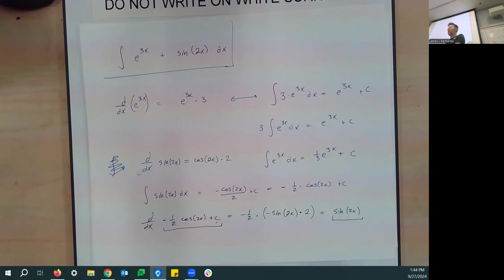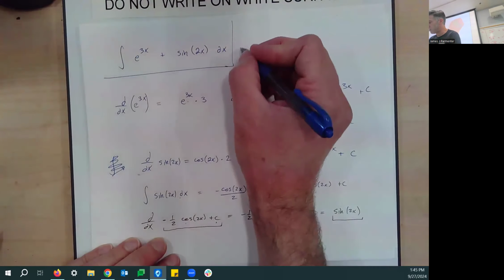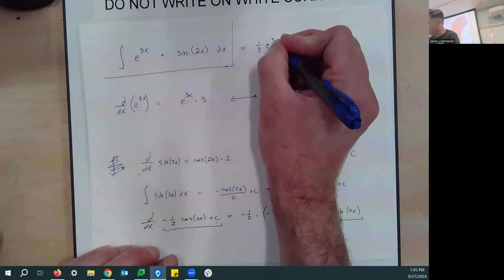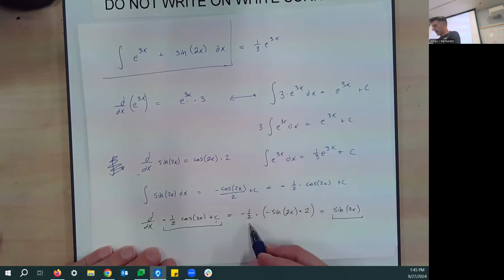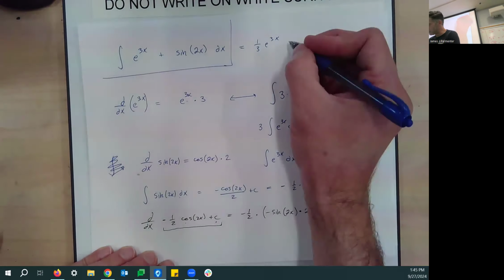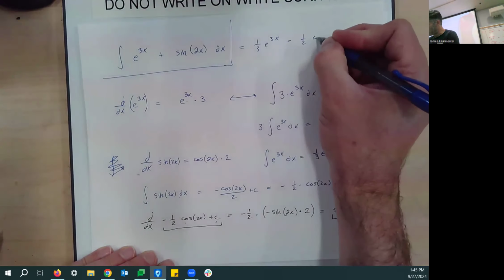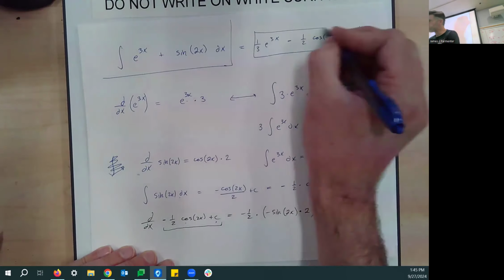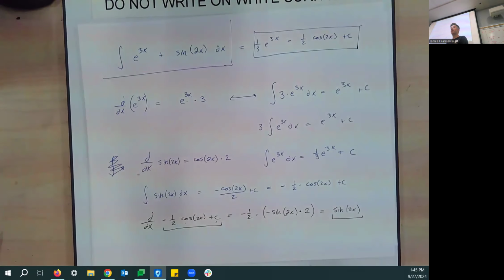Always. If the derivative of one thing is the other thing, then the antiderivative of the other thing is the first thing. I'll probably only say it 200 more times. So this antiderivative is equal to 1/3 e to the 3x, and let's just write a minus 1/2 cosine of 2x plus c.